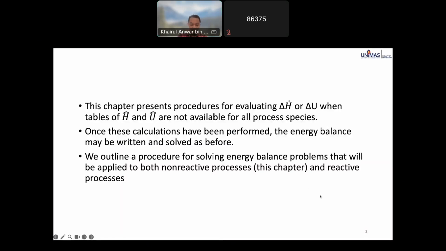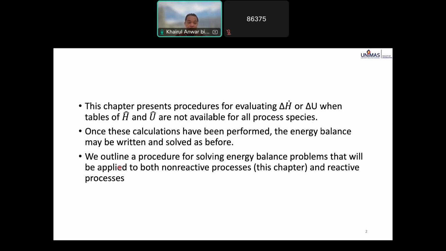So this chapter presents procedures for evaluating enthalpy, then internal energy. Tables of specific enthalpy and specific internal energy are not available for all the process species. So once this calculation has been performed, the energy balance may be written and solved as before.